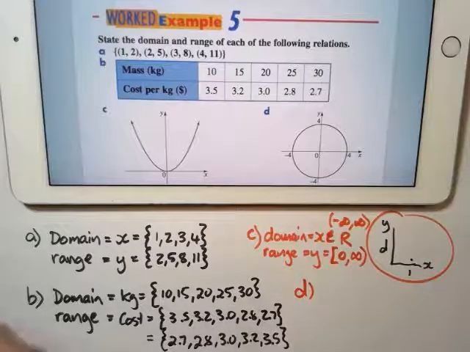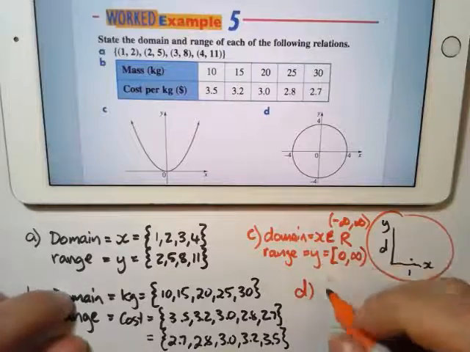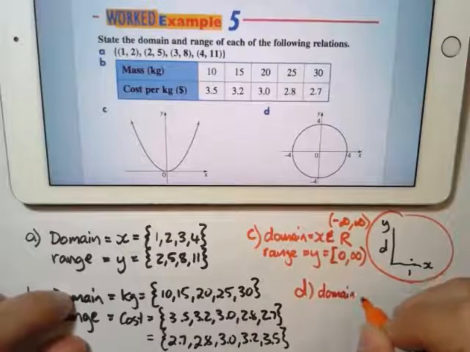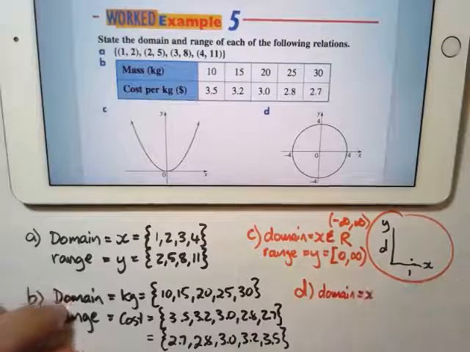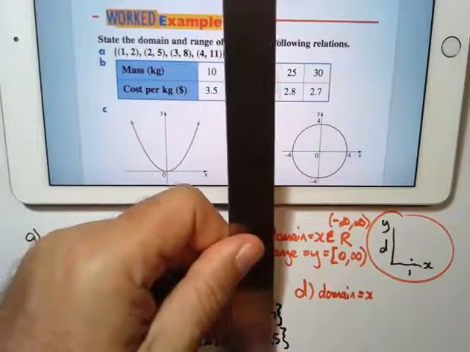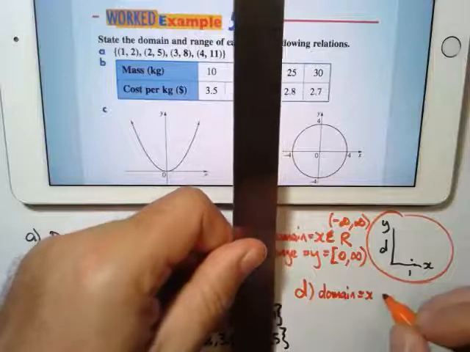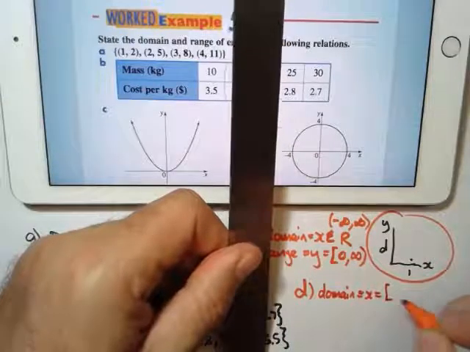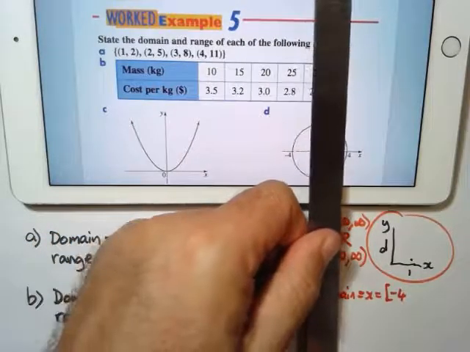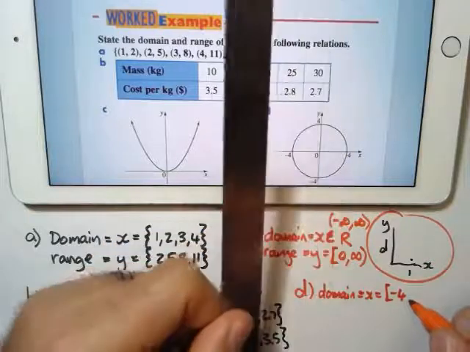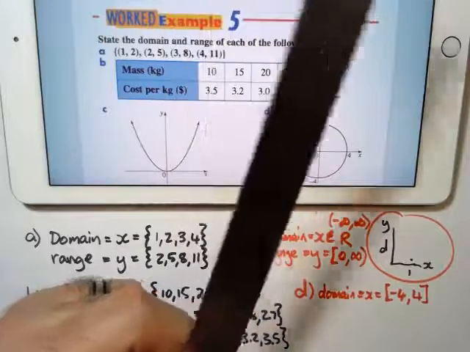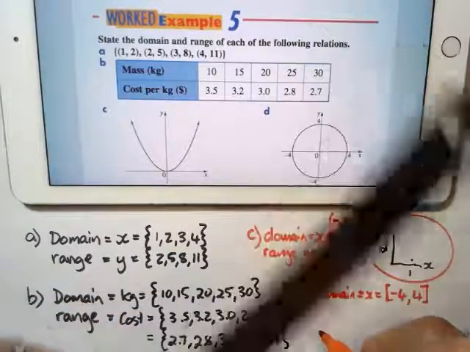D, I'm going to change a little bit because I want to show you some different answers. When I look at D, I want to find what's my domain. Domain is my x value. Where do I find x values? So my lowest x value starts at -4. And it includes -4, which means I'm going to have a square bracket, -4. And it's going to go on all the way to 4. And 4 is the biggest number where I can find x values. It includes 4, so it will be a square bracket. I'm going to leave a space because I'm going to give you another answer as well.